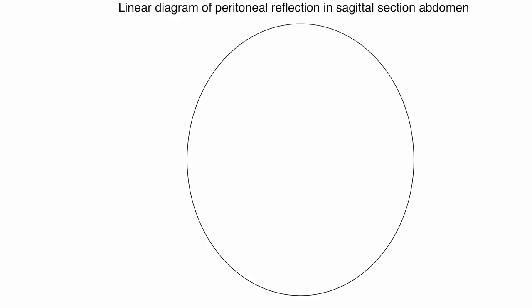Hello friends, today I am excited to share a video of a linear diagram showing the peritoneal reflection. Draw an oval in the center of the page, and on the anterior side label it anterior abdominal wall. On the posterior side label it posterior abdominal wall. Label the respiratory diaphragm on the upper curvature and the pelvic diaphragm on the lower curvature.